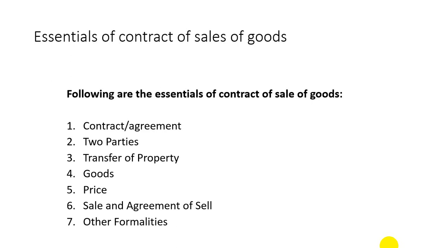Two parties, this is another essential of forming a contract of sale of goods. Meaning two parties must be present.